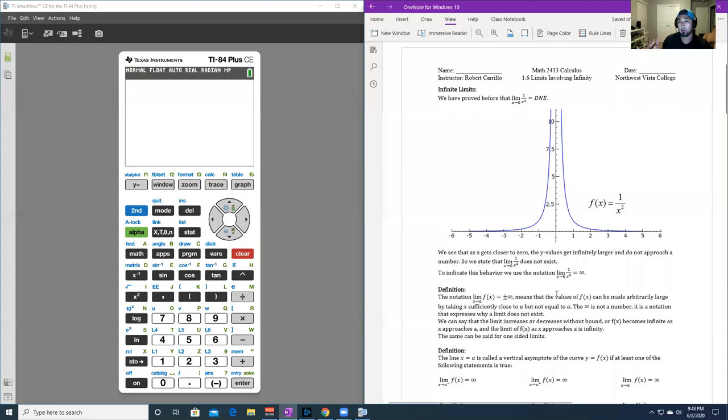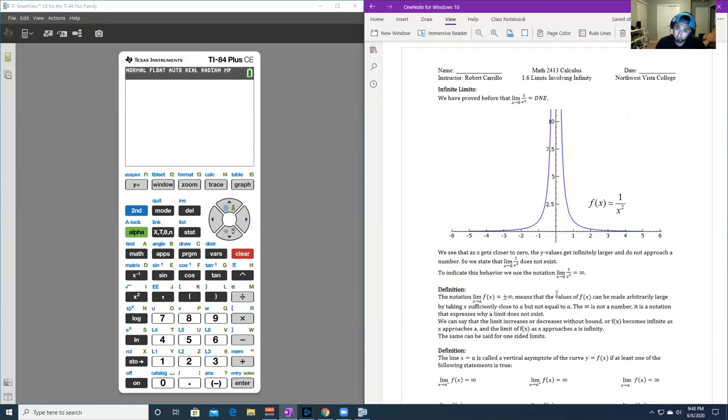Okay. Welcome, everybody. This is 1.6, Limits Involving Infinity. So today we are going to use limits to find vertical asymptotes and horizontal asymptotes. Based on the behavior of our given limits and our given function, we can find where a vertical asymptote or a horizontal asymptote exists. With that being said, let's go ahead and analyze the first function you see on the paper.